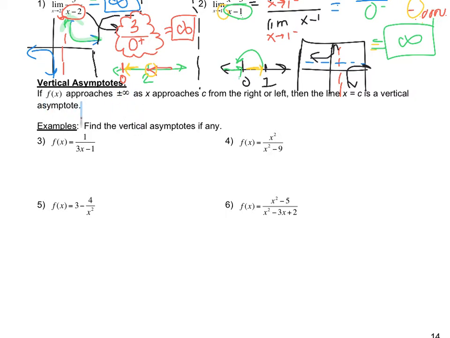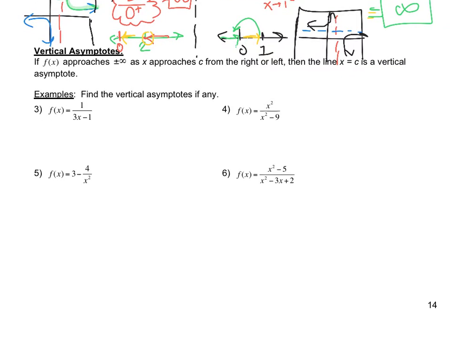Okay, if f of x approaches positive or negative infinity as x approaches c, then it's got a vertical asymptote at c. So this is just recapping what we already know about vertical asymptotes. And now we'll just practice finding vertical asymptotes.